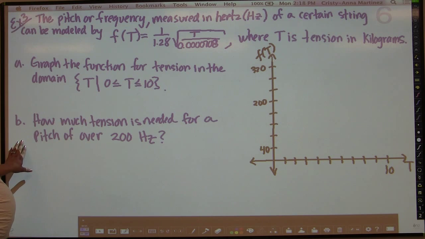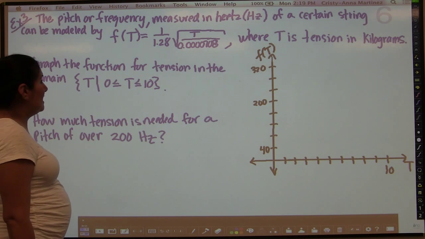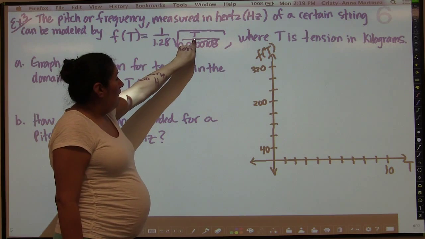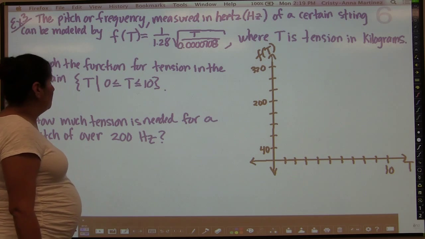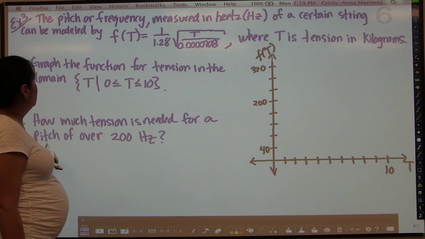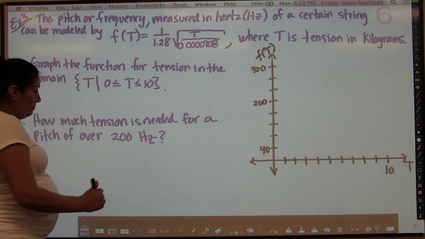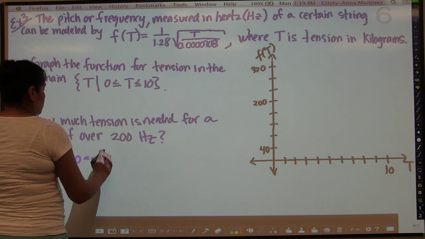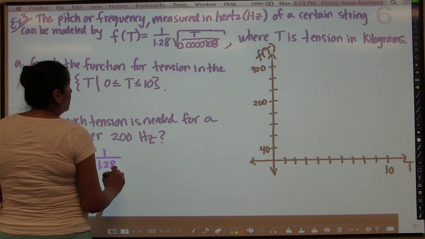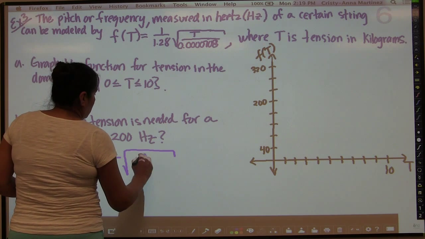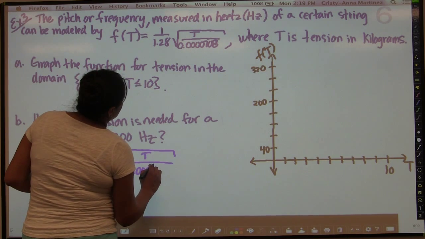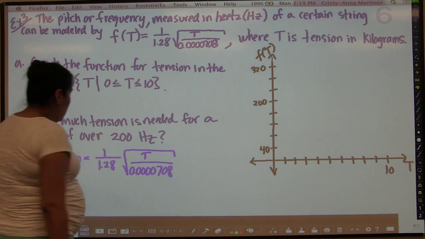After we graph it, they want us to find out how much tension is needed for a pitch of over 200 hertz. So remember that the T is the tension, so they want us to solve this for T. They're going to tell us what the pitch is, which is the F of T. So we're basically going to plug in 200 equals 1 over 1.28 square root of T over this crazy number, 0.0000708. And we're going to solve that equation.